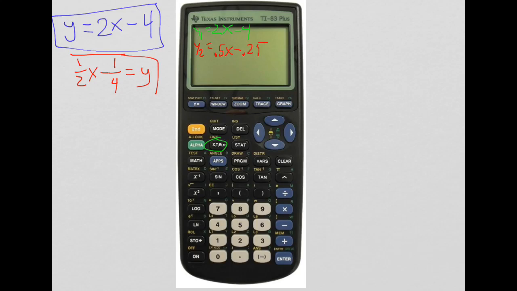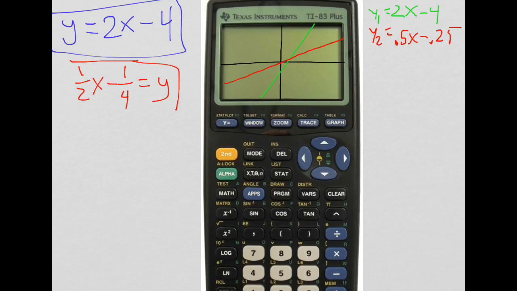Now we want to graph this, so you can hit the graph button, but let's make sure your window is good first. Go ahead and hit the zoom button, and then choose option 6, which is zoom standard. That will give you a good 10 by 10 window. So do that, and your graph should look like this. And now we want to actually find that intersection point of our graphs right there, because remember, that's what you're doing when you're solving a linear system. You're finding an intersection point of a graph.